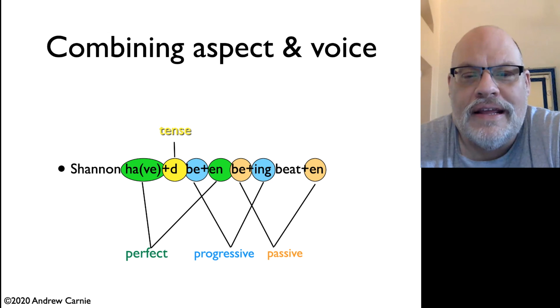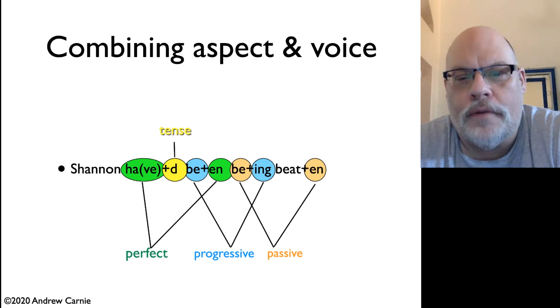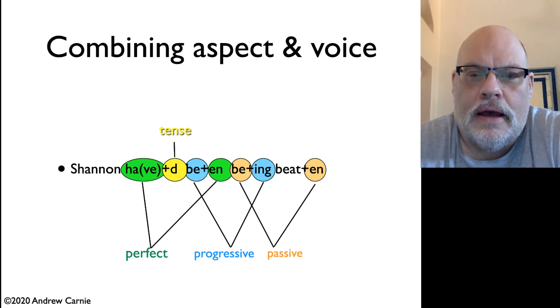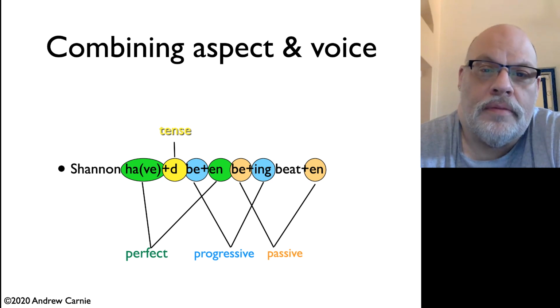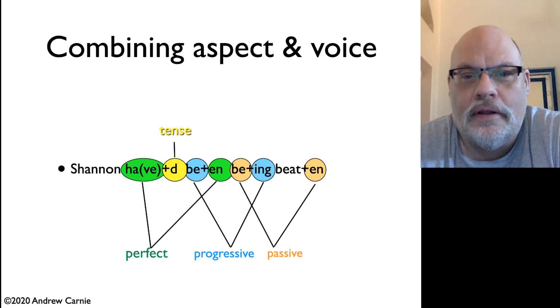You'll notice that each item consists of two bits. There's the form of the auxiliary, and then the form of the verb that follows it, whether that be a participle or a gerund, and whether the auxiliary is be or have, determines what the particular aspect and voice is being marked.